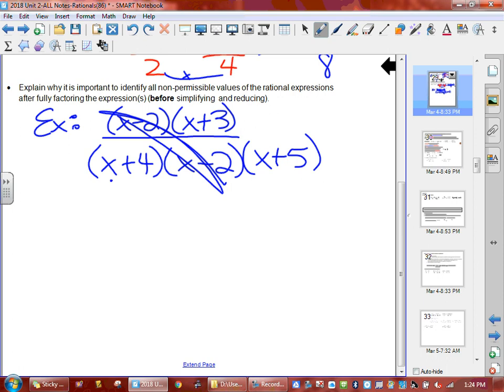-4, +2, -5, okay? So, in a multiple choice question, you might find something where they don't list all your non-permissibles, and you might forget if you've already wiped it off.